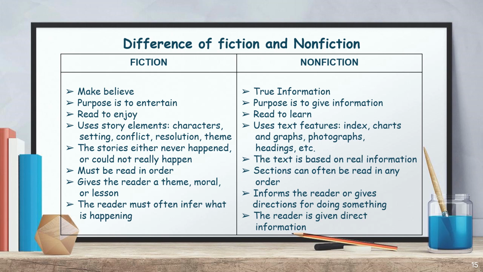Uses text features, so we have the index, charts and graphs, photographs, headings, etc. So, these text features are usually like proof that the things you read from nonfiction books are factual. So these are considered as proof or evidence. Okay? The text is based on real information.